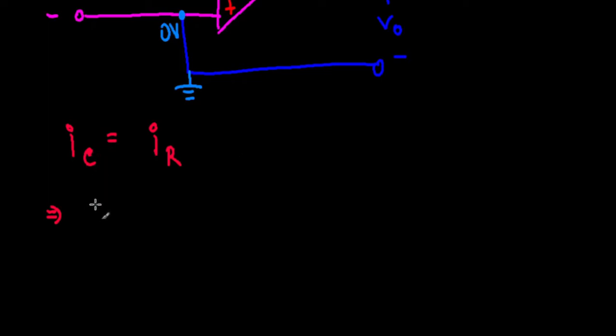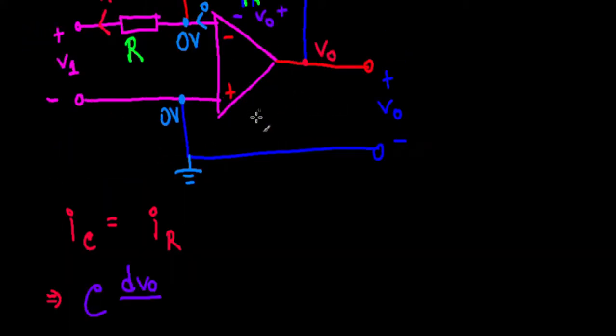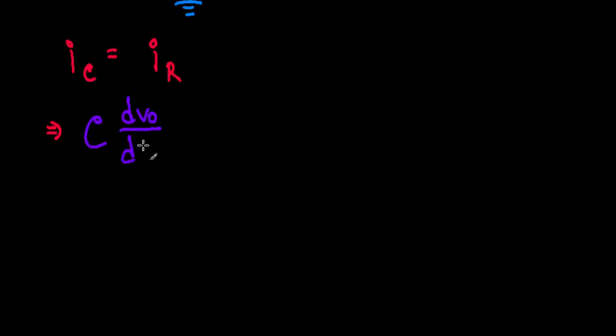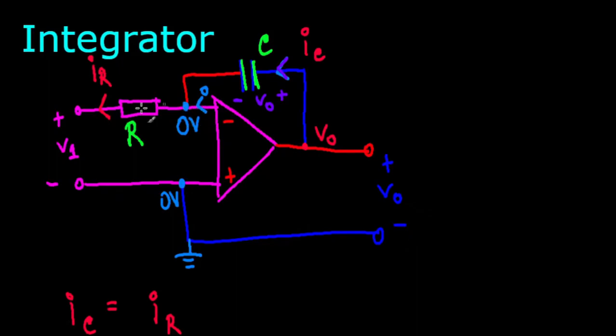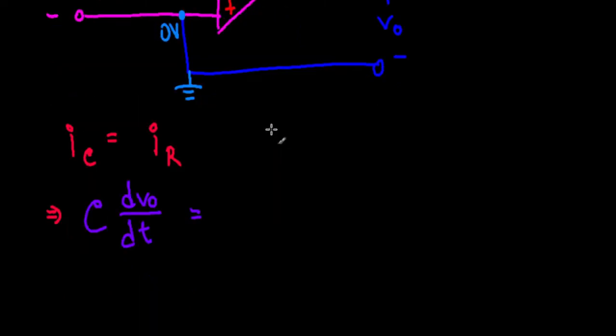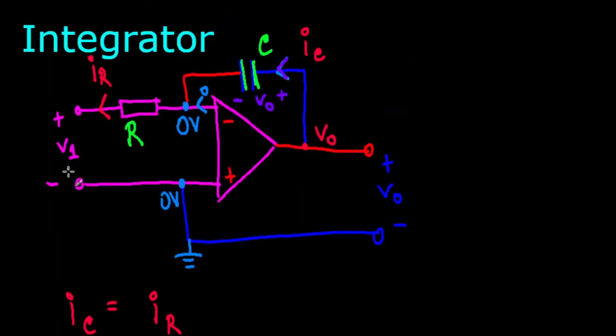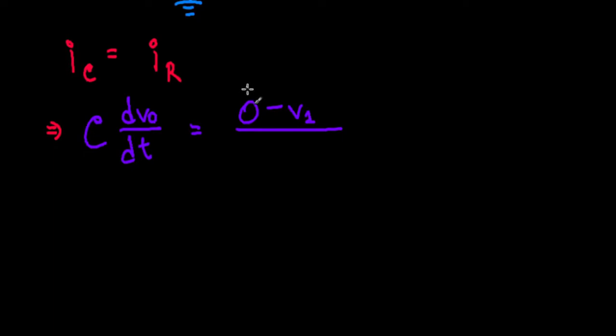So the capacitor current is going to be my capacitance multiplied by the derivative of whatever voltage is across this capacitor. So it's the derivative of V output. Now this is going to equal the current through this resistor. The potential difference in this direction is 0 minus V1, right? The potential here is in fact V1, because this is the ground. So 0 minus V1 divided by R.